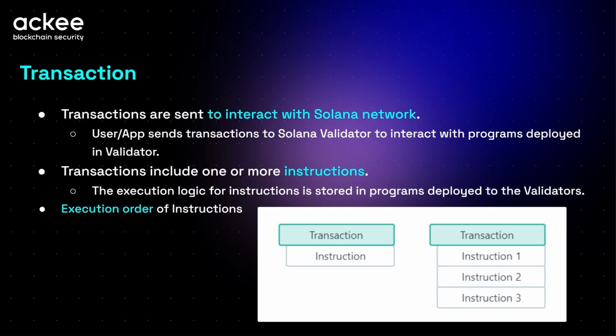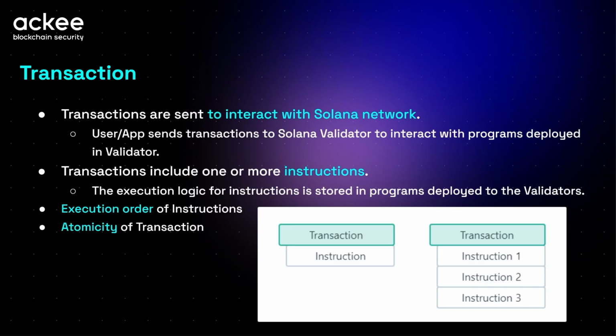What do I mean by no changes are made? As I was talking about the accounts, for example, you have a data account and the first instruction modifies some data in the account. Then the second instruction fails. That means the updates that were made to the data account in instruction number 1 are reverted.